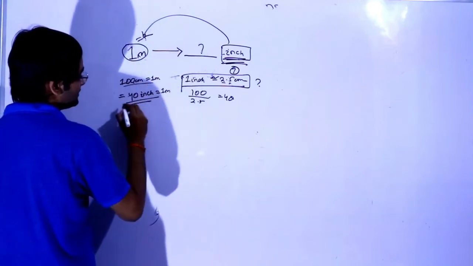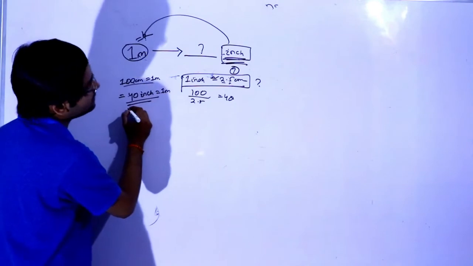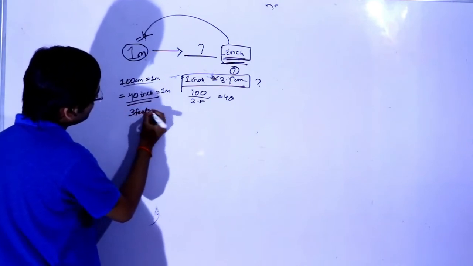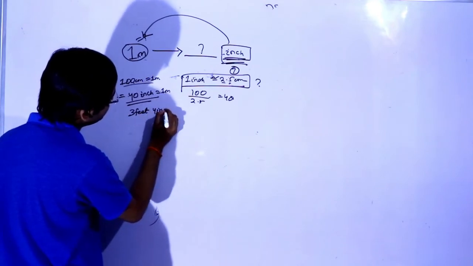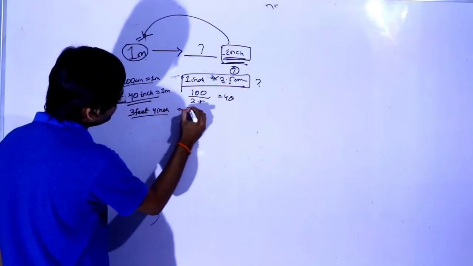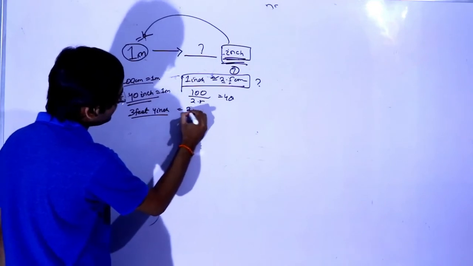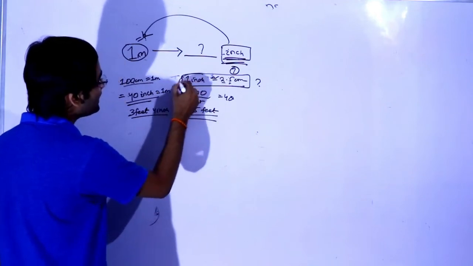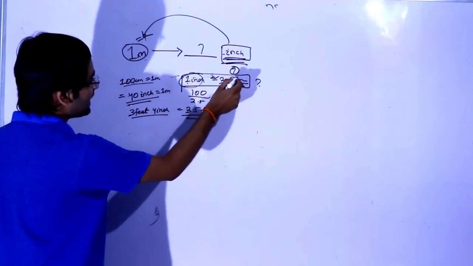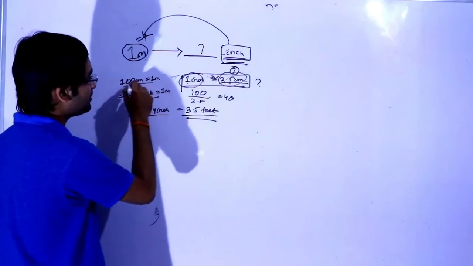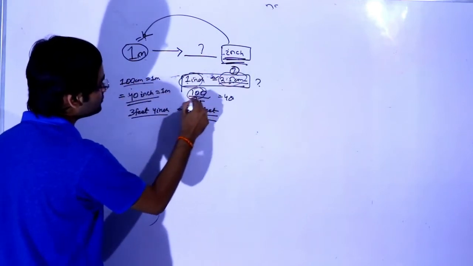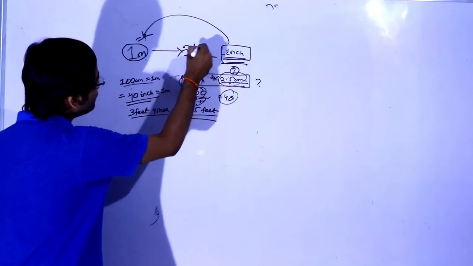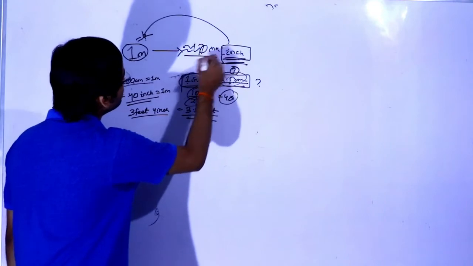So 40 inch is approximately 3 feet 4 inch. So 1 inch is equal to this much centimeter, and I convert from centimeter to meter, meter to centimeter, then that gives me 100 over 2.5, that gives me 40. So I can write that approximately 40 inch is equal to 1 meter.